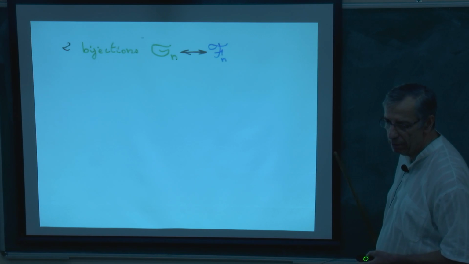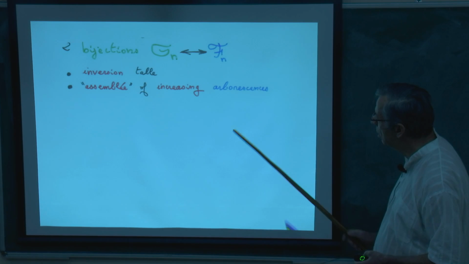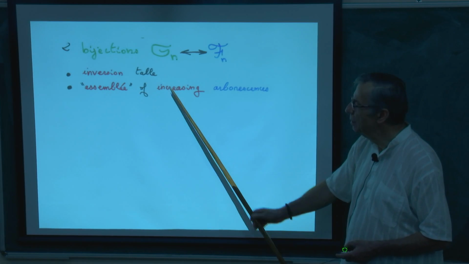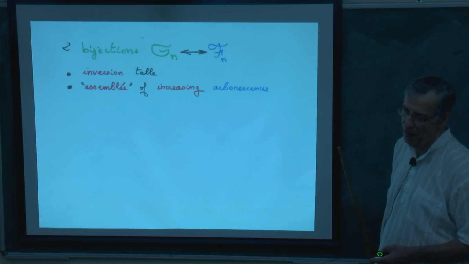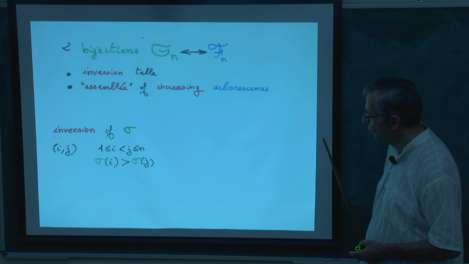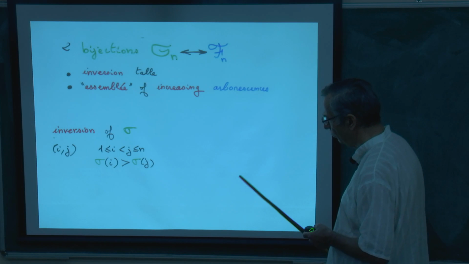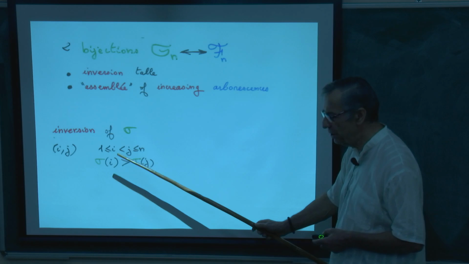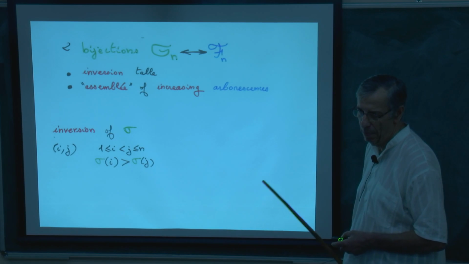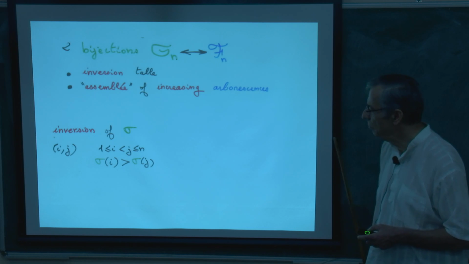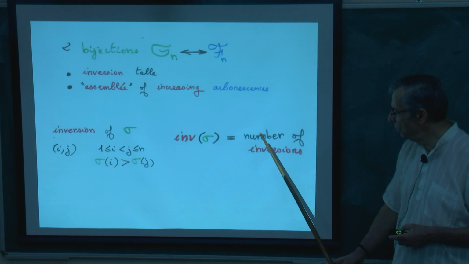So I will give two bijections between permutations and subexcedant functions. One very classical, the inversion table of a permutation, and maybe less classical, an assembly of increasing arborescences. So first the inversion table. We define the inversion of a permutation: it's any pair (i, j) such that i is strictly less than j, and sigma(i) is bigger than sigma(j). And the inversion number of a permutation is the total number of inversions.